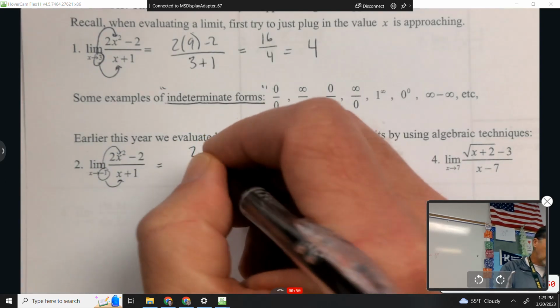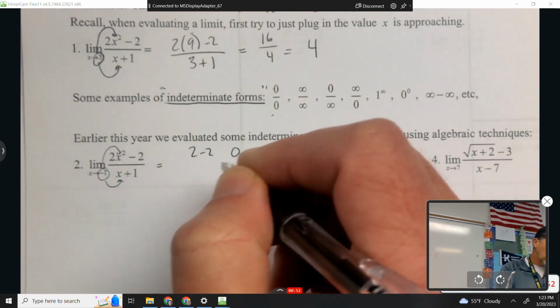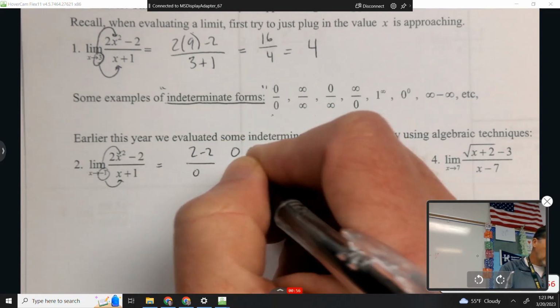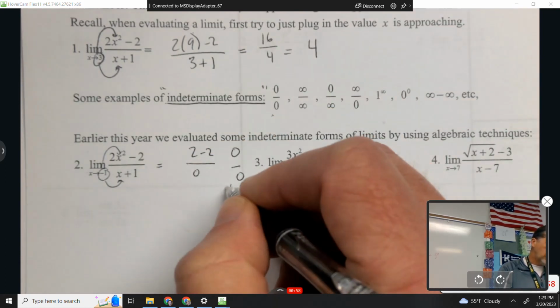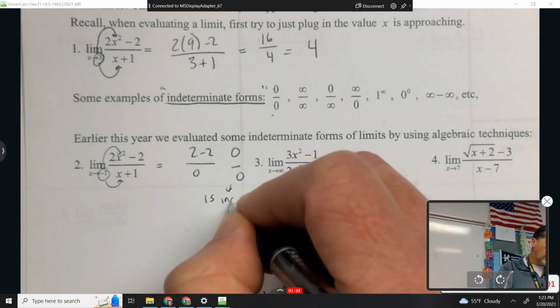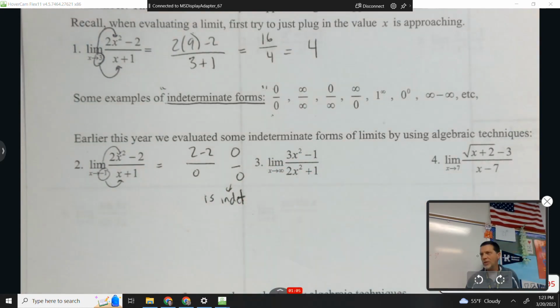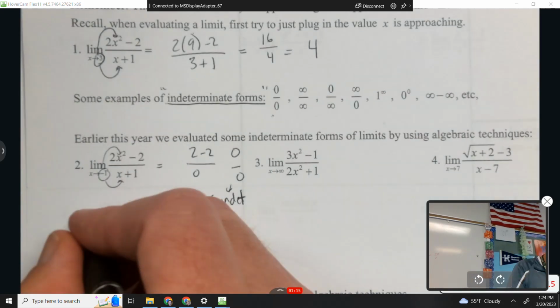So that'd be 2 minus 2 is 0. Negative 1 plus 1 is 0. So you'd say 0 over 0 is indeterminate. Therefore, I've got to do something else. So 0 over 0 is not an answer. It's an alarm that something else is going on. So let's do some algebra.